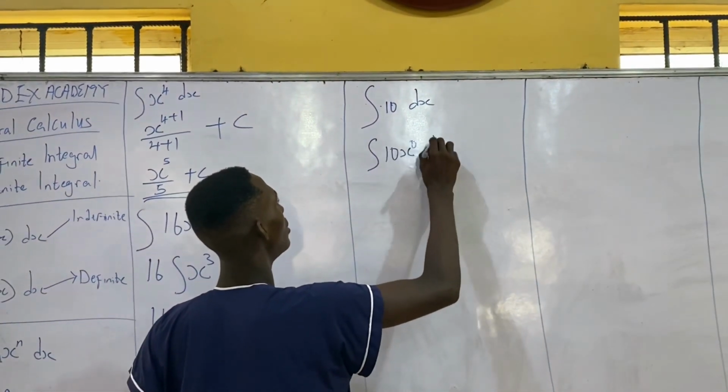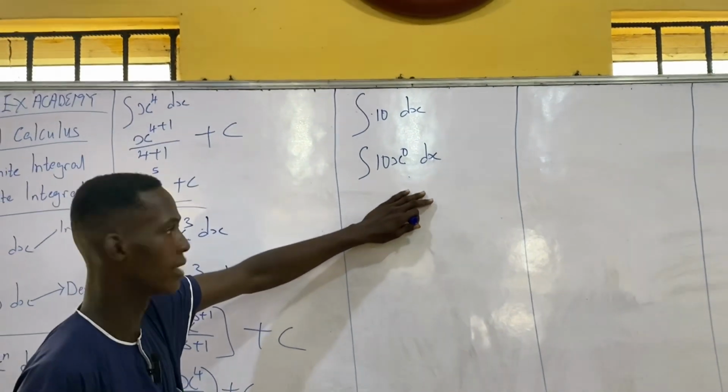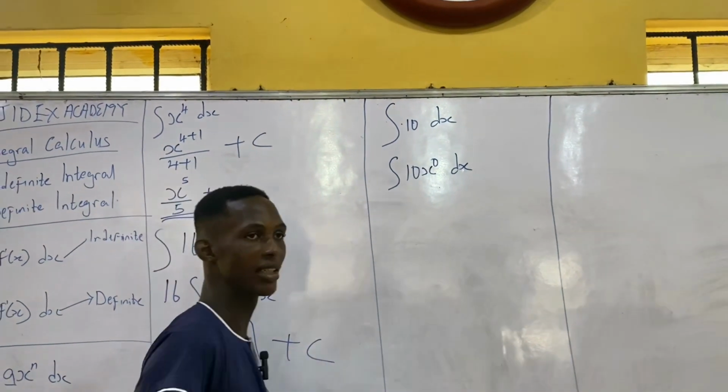10x to the power of 0 dx. Because we all know that anything to the power of 0 is what? 1. So therefore, this will be what? 10x to the power of 0. This is same thing as 10.